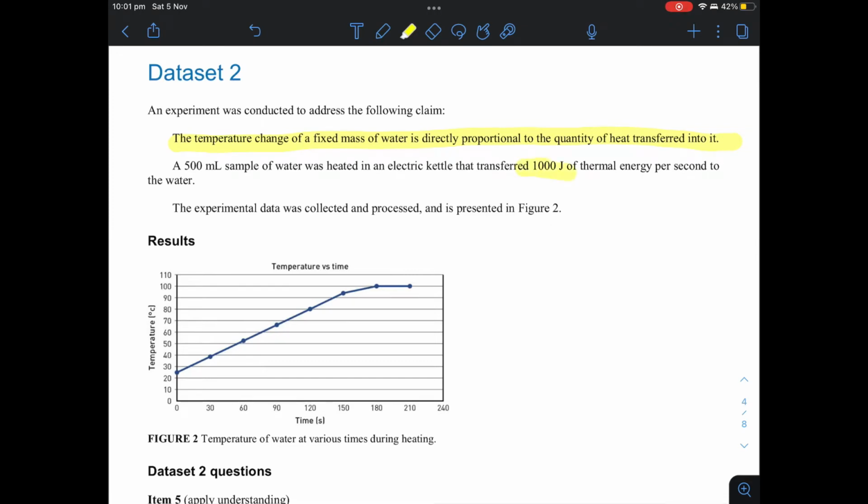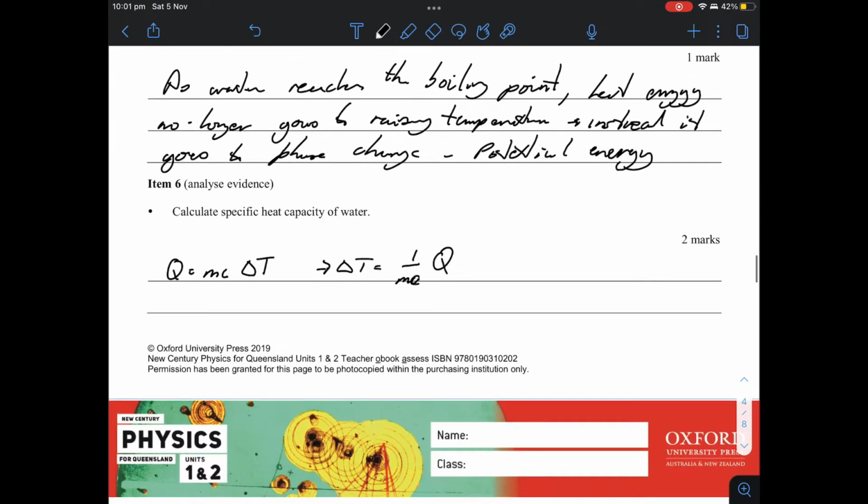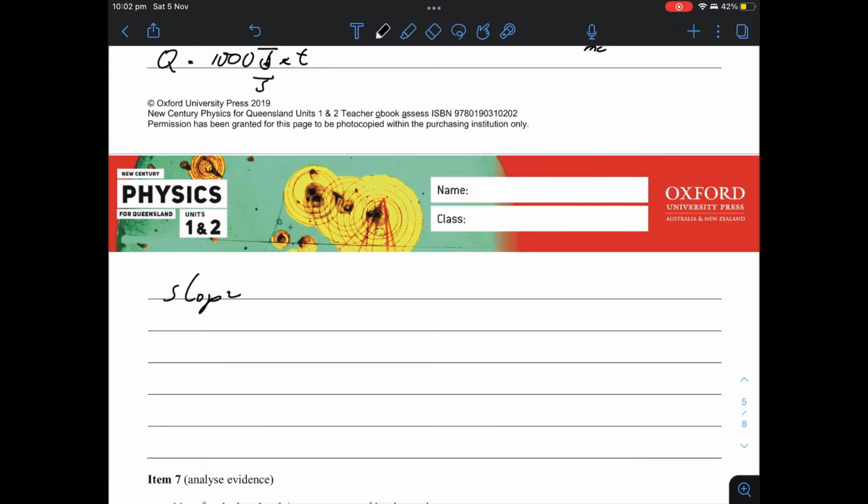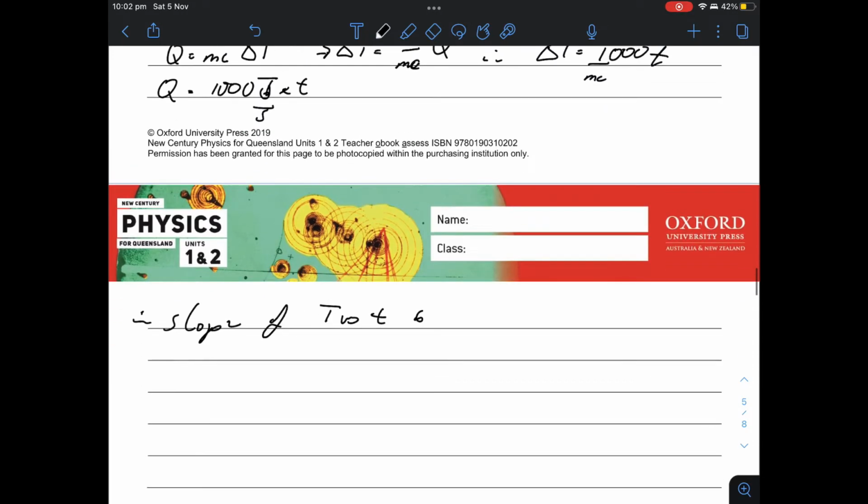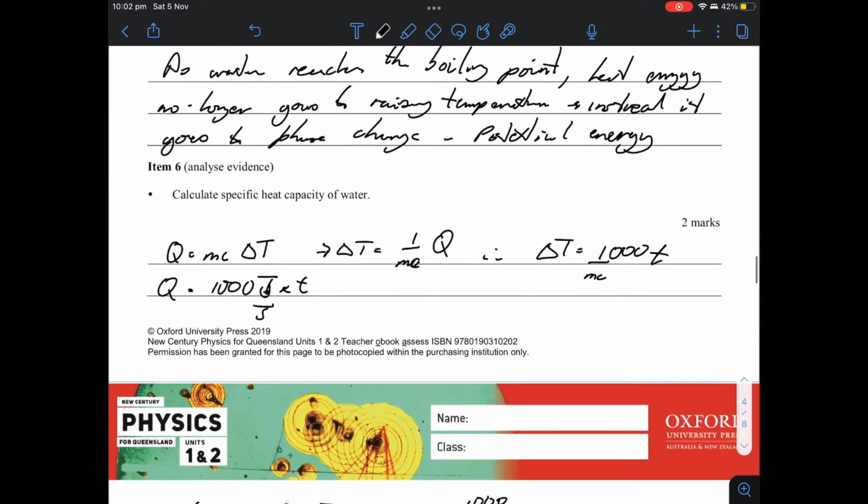Using a heat transfer rate of 1,000 joules per second tells us that Q equals 1,000 times delta t, little t, delta time. So our equation for temperature change is 1 over MC times Q, which is 1 over MC times 1,000. So the slope of our graph during the heating phase, temperature versus time, is 1,000 over MC. You can also measure that slope by looking at the graph.